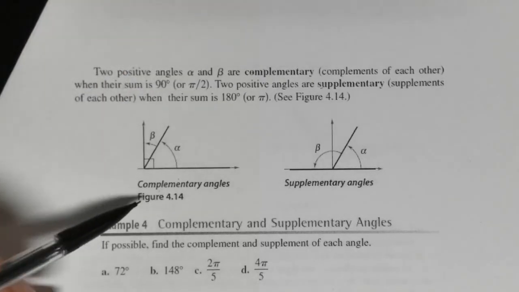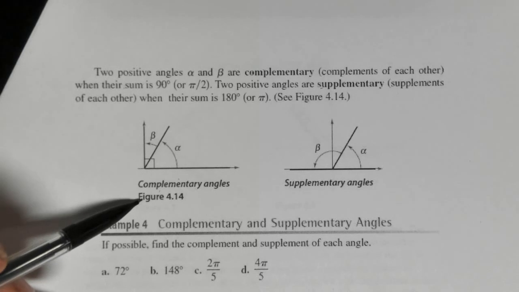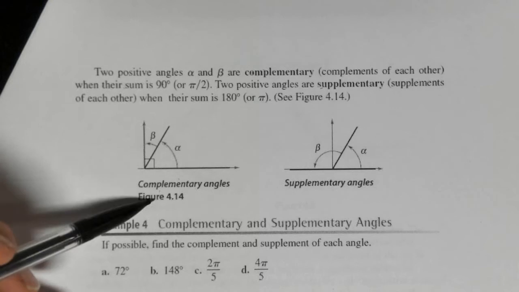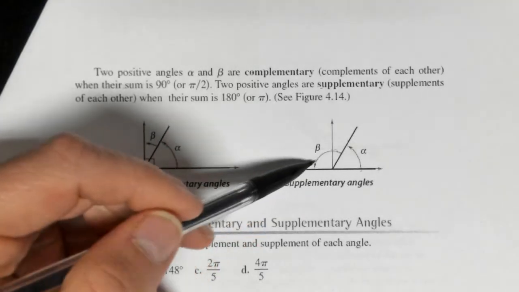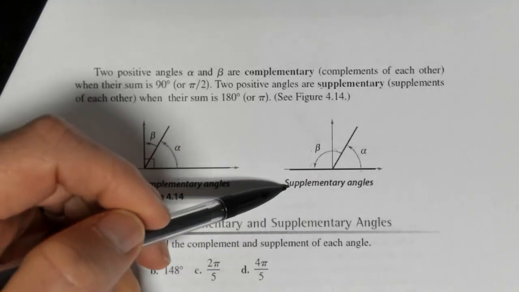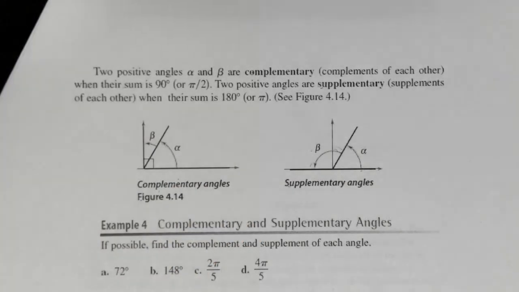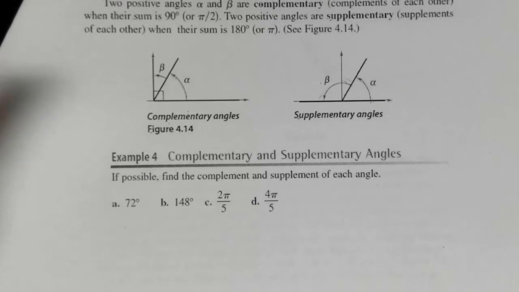All right, so this diagram kind of shows complementary angles. If the two angles together add up to 90, they're complementary. And this diagram shows an example of supplementary angles. If it's two angles added together to 180 degrees, then they are going to be supplementary. All right? Now, let's take a look at these four examples.